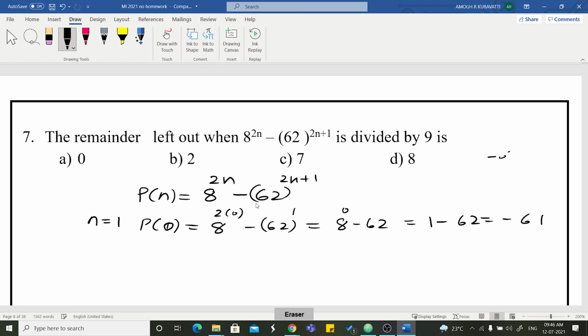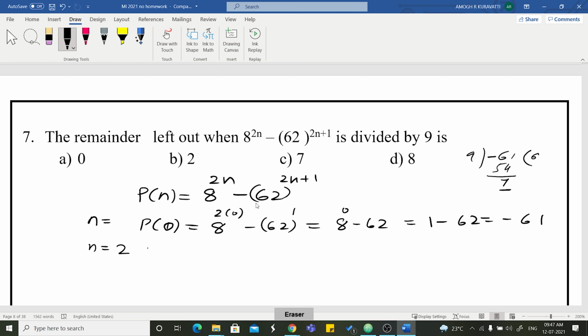So minus 61 divided by 9. Or take only 61. 9 5s are 45, 9 6s are 54. So 61 minus 54 is 7. The remainder is 7. Or if you have a doubt here, take another number.